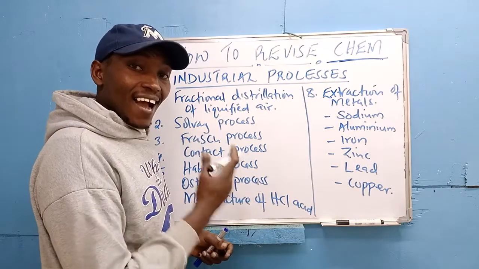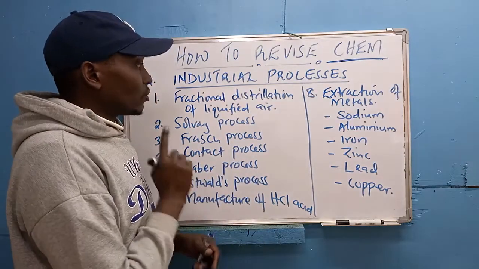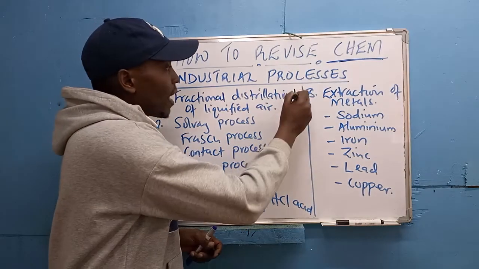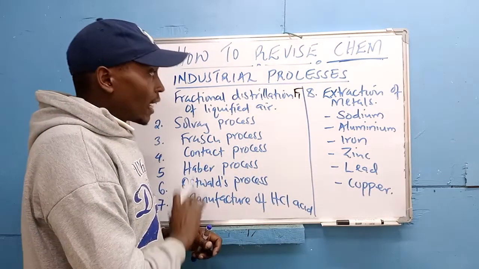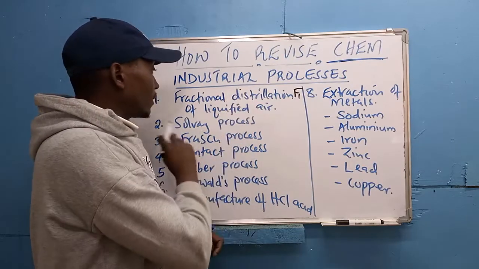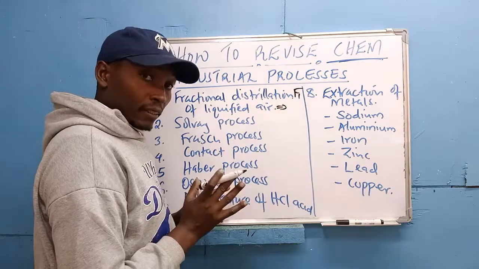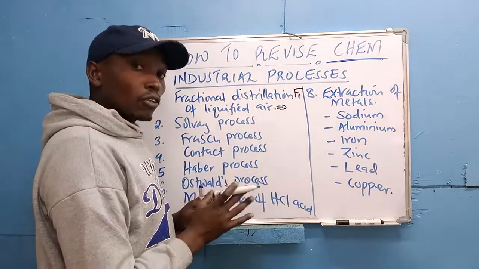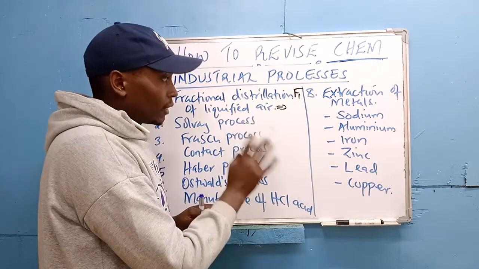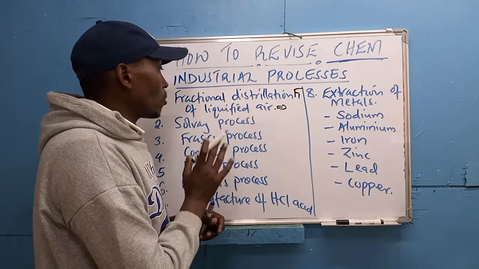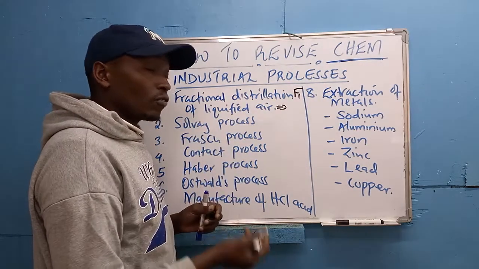And here are some of the industrial processes a high schooler should know. Like, talk about Form 1. We have an industrial process covered in Form 1 under air and combustion. That is fractional distillation of liquefied air. This is how to separate the various components of air. So the student needs to understand the step-by-step procedure of how this industrial process is done. How do you remove each component?